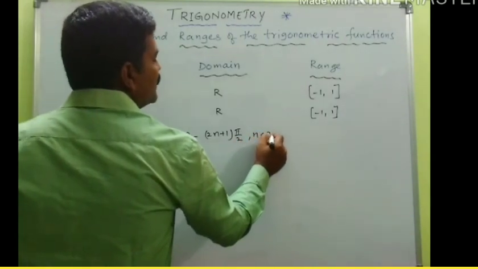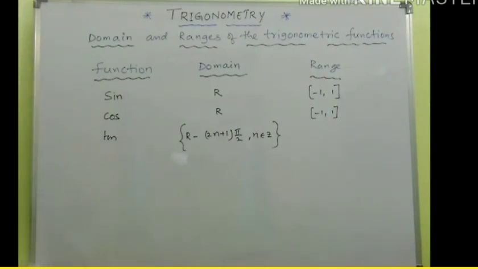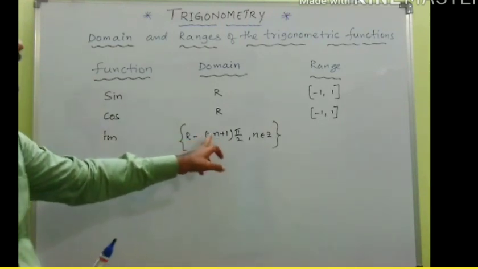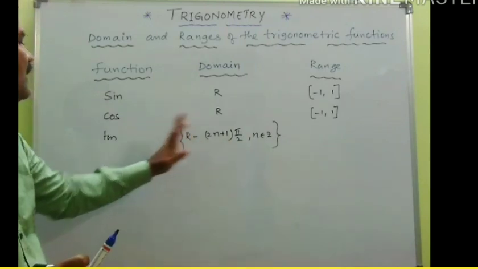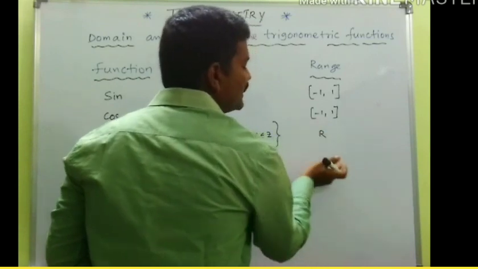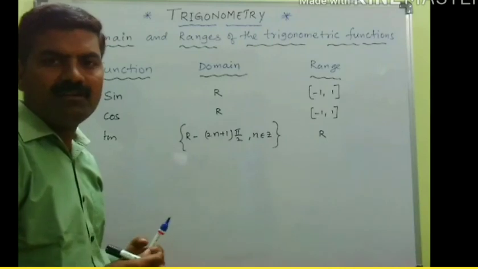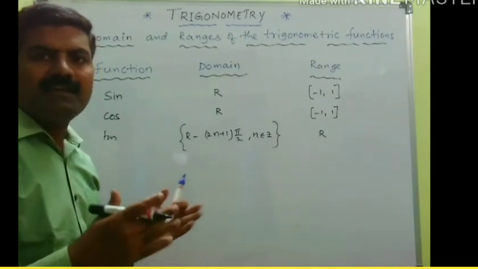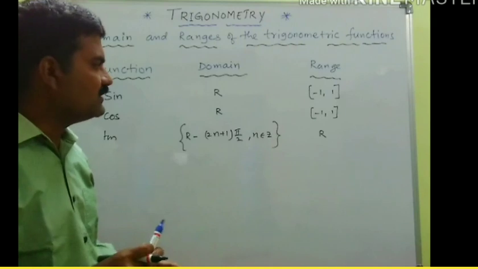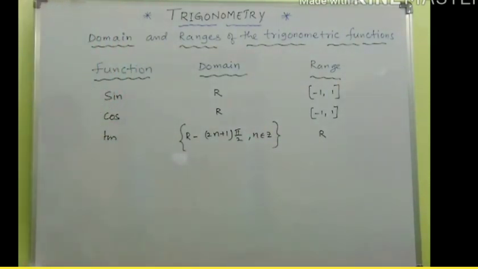That is why I mention it as R minus (2n plus 1) into pi by 2. Except these values, odd multiples of 90, everywhere it is defined. That is the meaning. And the range is R. We discussed in the last note number 5 and note number 6: if x not equals to 0 or y not equals to 0, then tan theta is a real number. So all real values are the tan theta values.